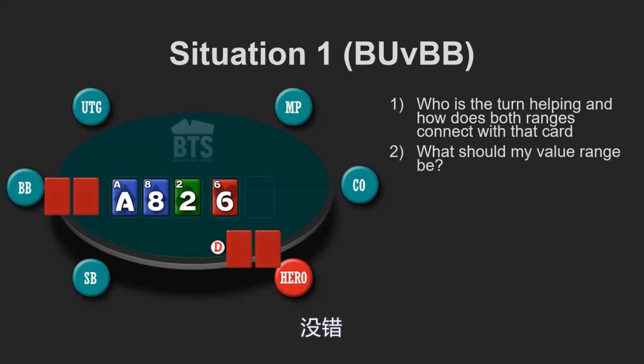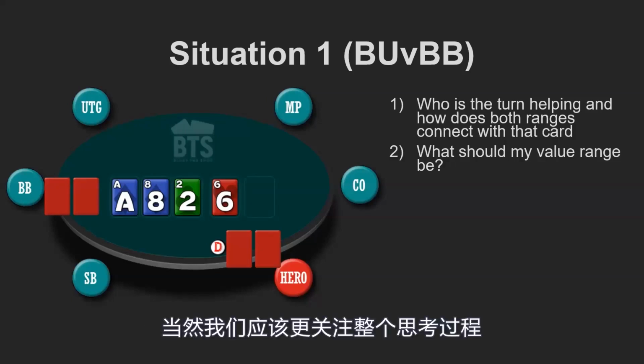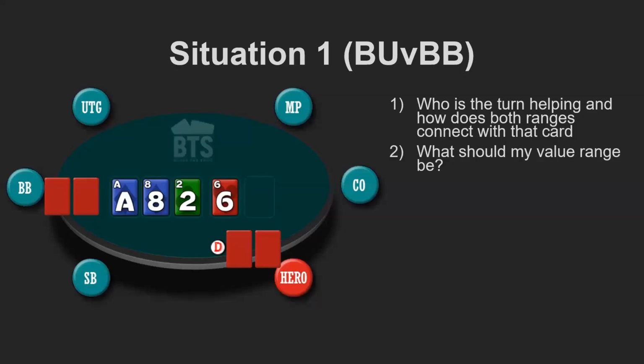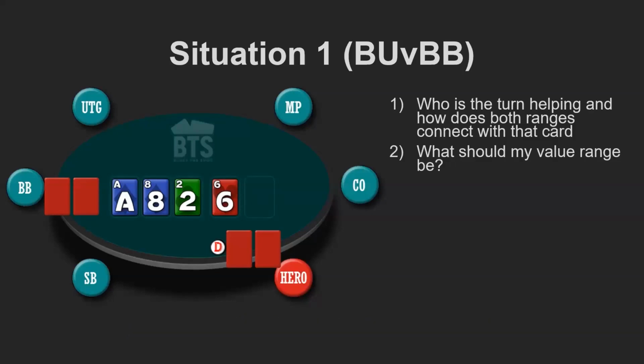I mean, I would be super comfortable betting something like ace 9, ace 10 plus. Something like ace 9, ace 10 can definitely go in the overbet strategy for sure. But that's basically the thought process behind it: when you're overbetting here, you want to get back that value that you lost on the flop.